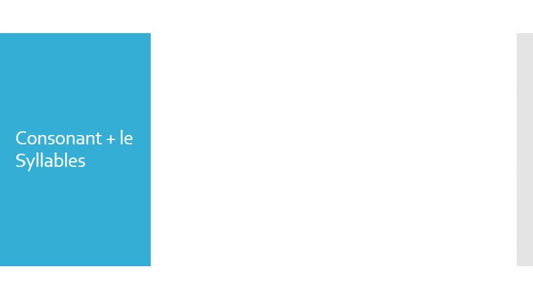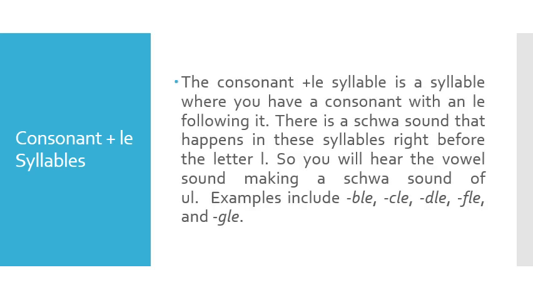So what are consonant plus LE syllables? We have to get introduced to consonant plus LE syllables. The consonant plus LE syllable is a syllable where you have a consonant with an LE following it. But sometimes there are exceptions. It's not followed by LE, it's followed by AL. So it is a syllable where you have a consonant with an LE following it, or AL.